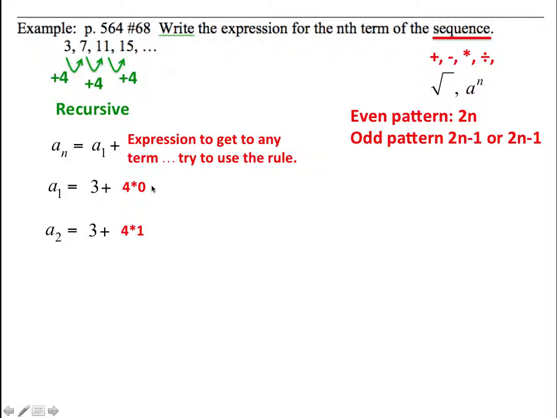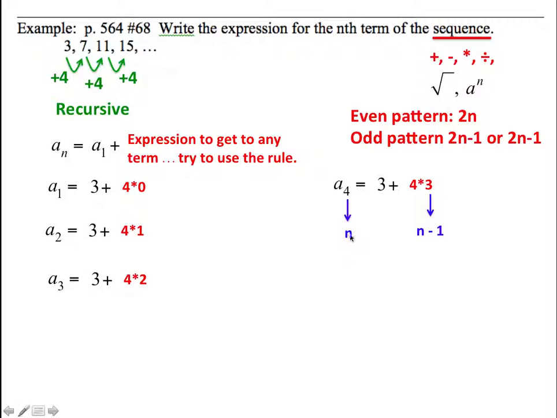And so you see I'm trying to incorporate this pattern that we see in the terms so that we can generalize that pattern for any term, but relate it back to the first term. So the third term is 3 plus 4 times 2, and the fourth term is 3 plus 4 times 3. So to generalize this, we can say, well, for any term n, so this is the fourth term, maybe we want the 200th term, we're going to take 3 plus 4 times n minus 1.